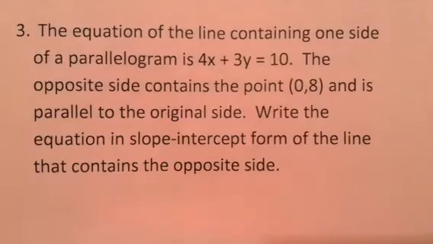The equation of the line containing one side of the parallelogram is 4x plus 3y equals 10. The opposite side contains a point 0, 8 and is parallel to the original side. Write the equation in slope-intercept form of the line that contains the opposite side.